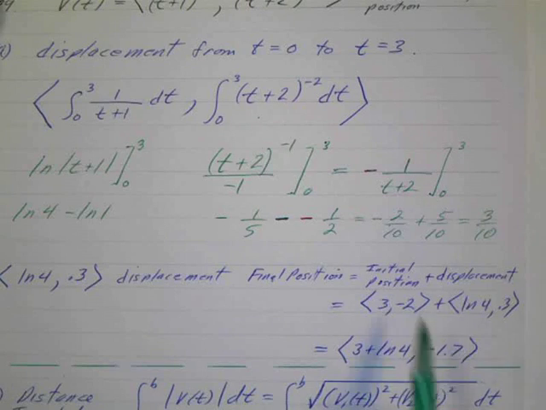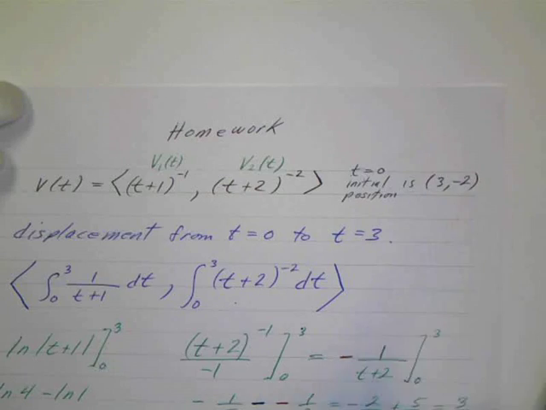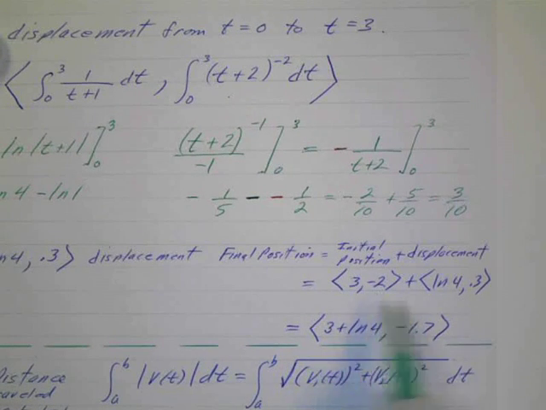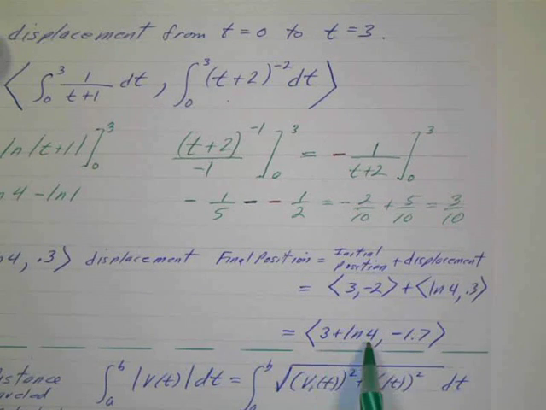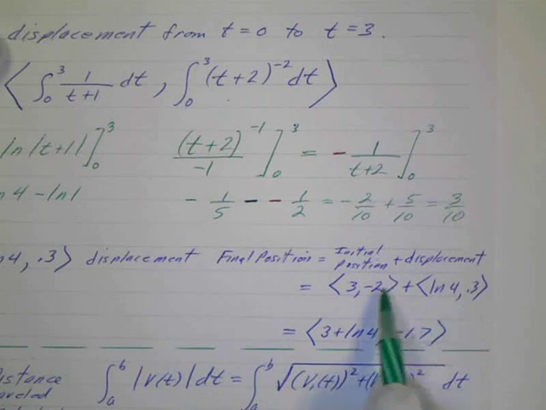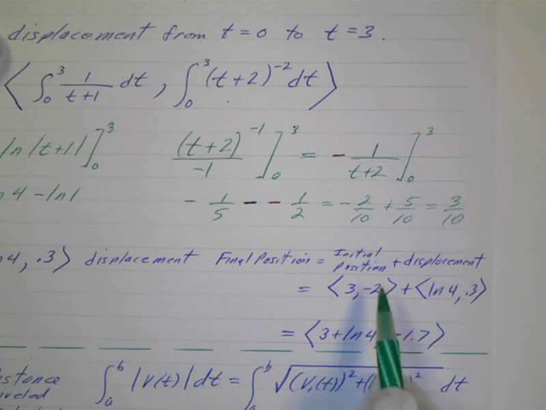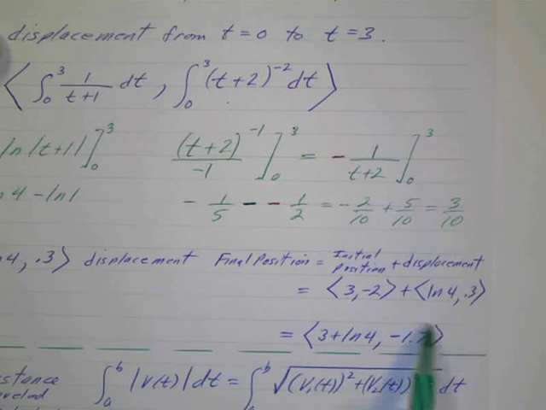Now remember, the final position is the initial position plus the displacement. My initial position was given as 3, -2, so I can say 3, -2 plus the natural log of 4, 0.3. That's just going to be 3 plus the natural log of 4, and this is going to be +0.3, -2 is -1.7. So there's your final position.